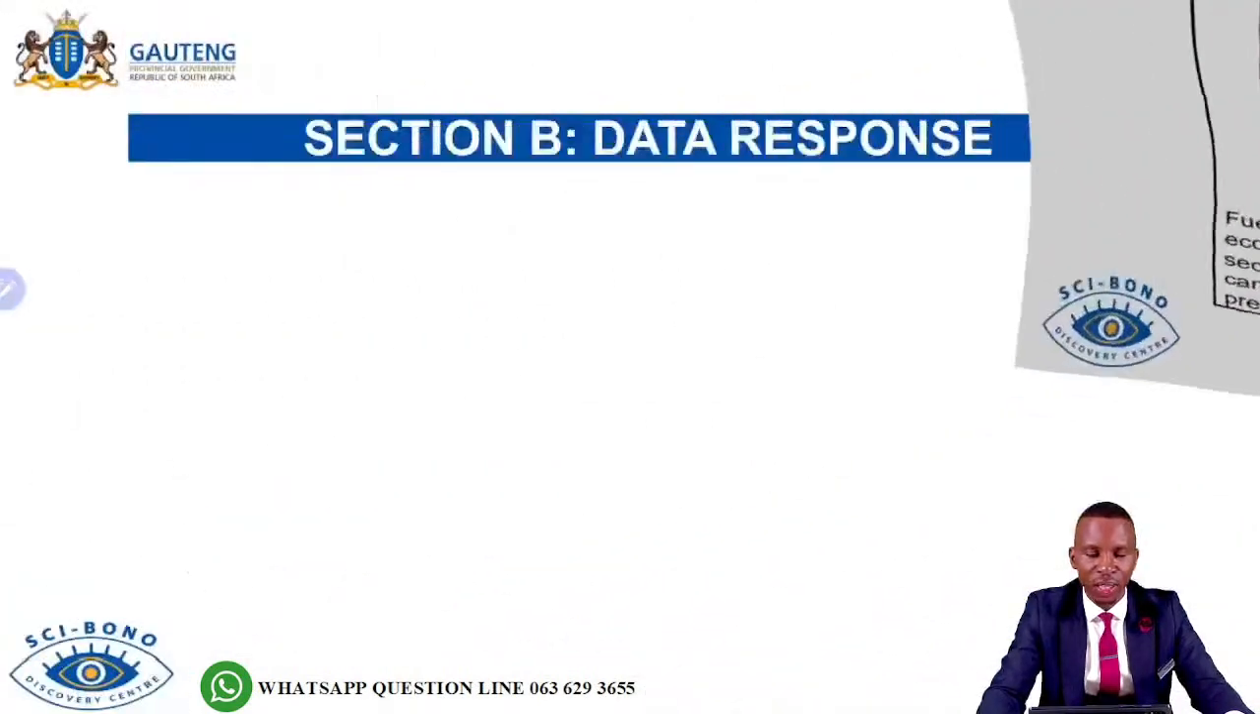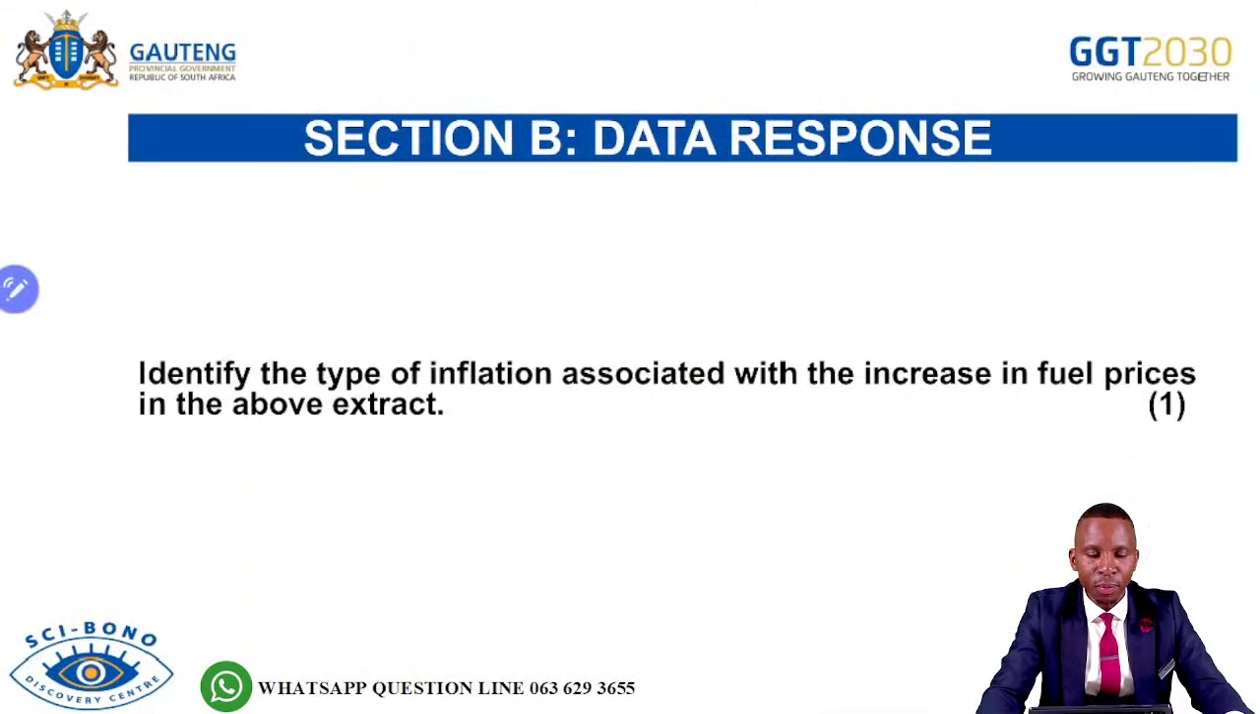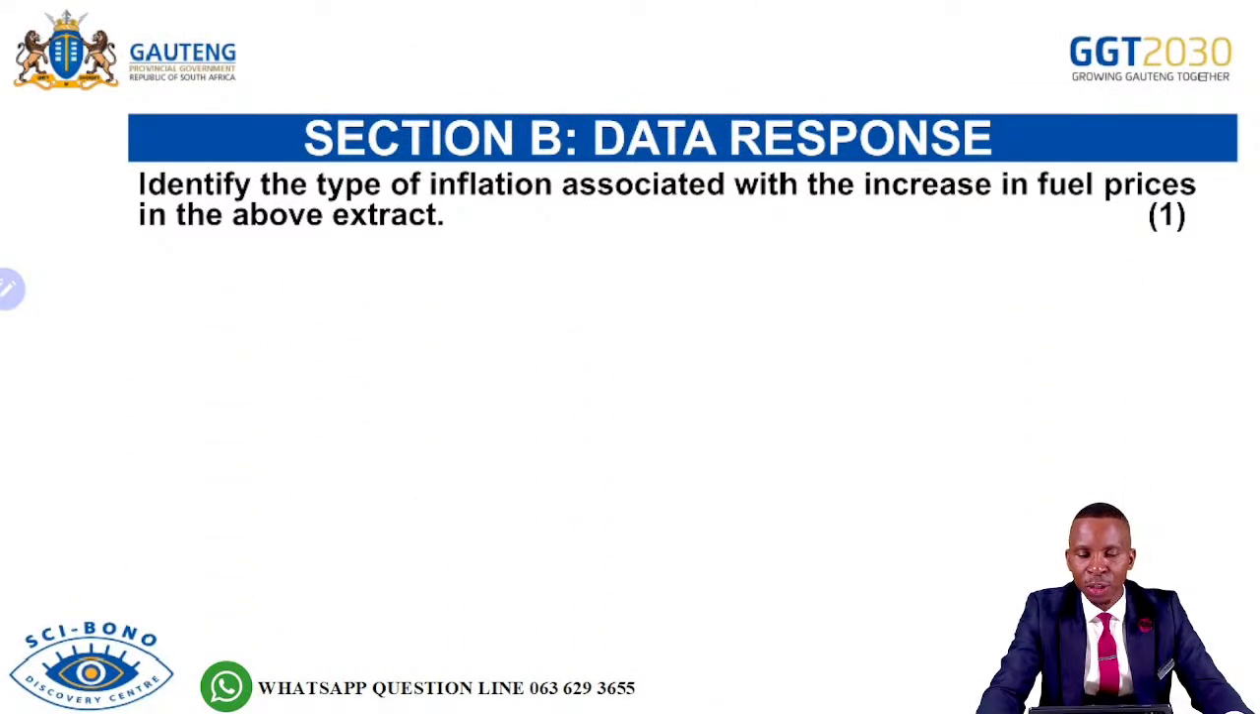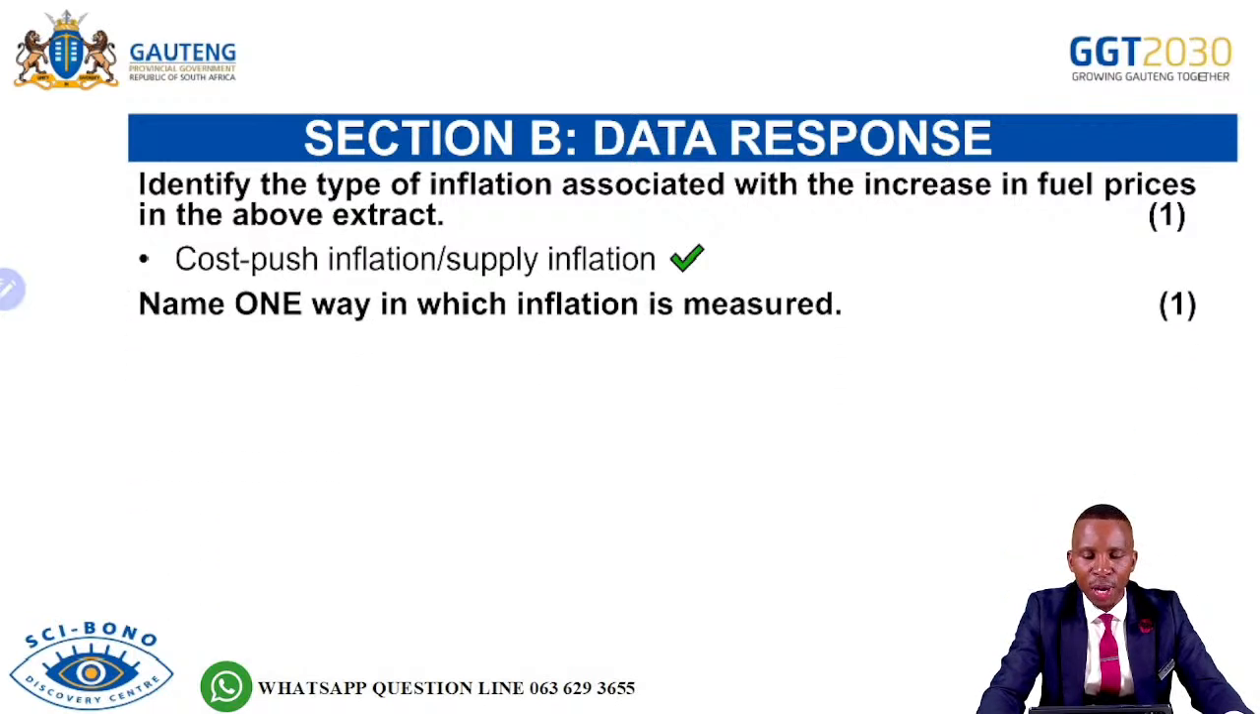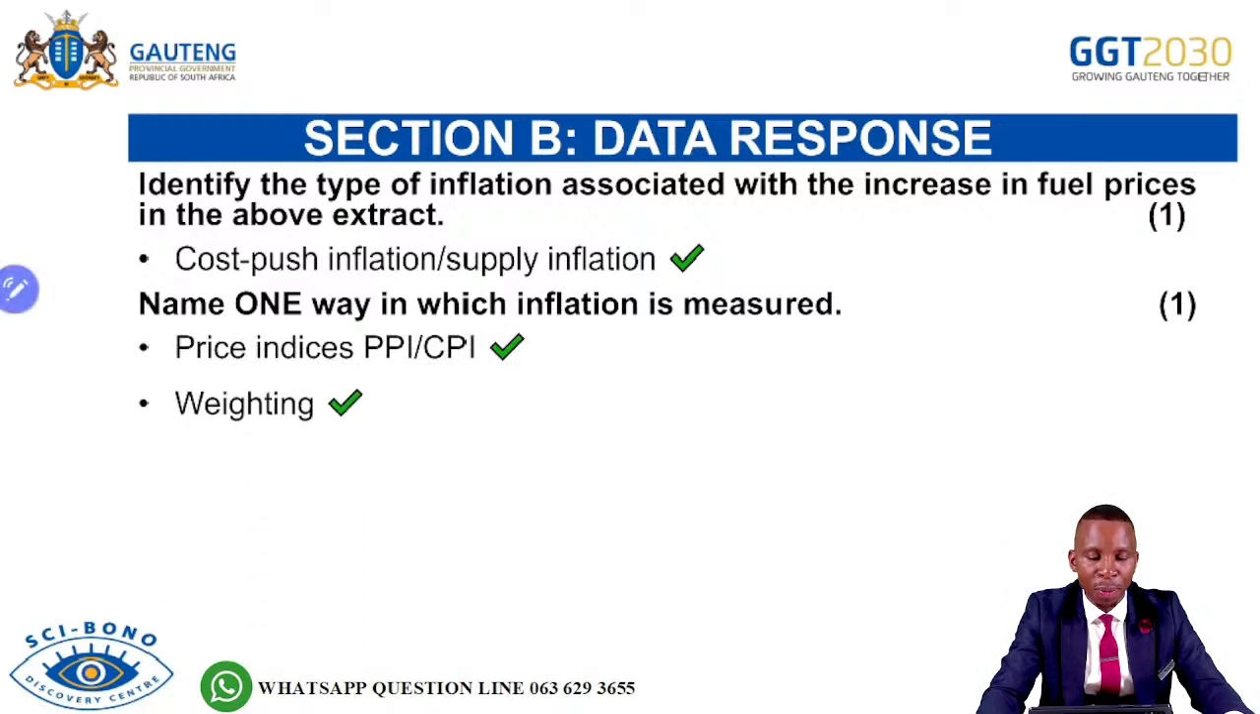So let's look at the questions in there. Identify the type of inflation associated with the increase in fuel price in the above extract. That's cost-push inflation or supply inflation. Name one way in which inflation is measured. Inflation is measured through the CPI or PPI, the weighting, as well as the inflation rate, or also indexes.